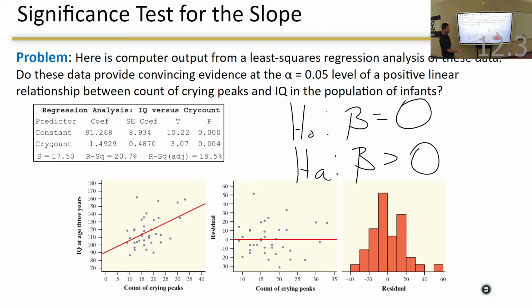One thing you need to remember, my p-value is not 0.004. My p-value is 0.002. Not that it matters because you're going to reject both. But it does matter if they ask you for the p-value, because if they ask you for the p-value and you put 0.004, you're going to get it wrong because it's a one-sided test.